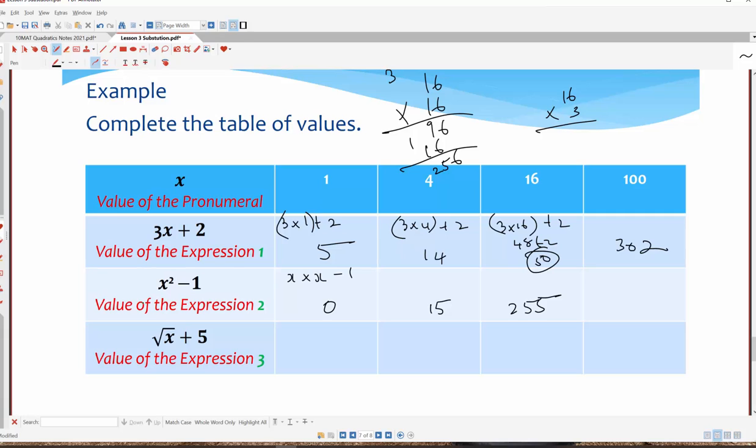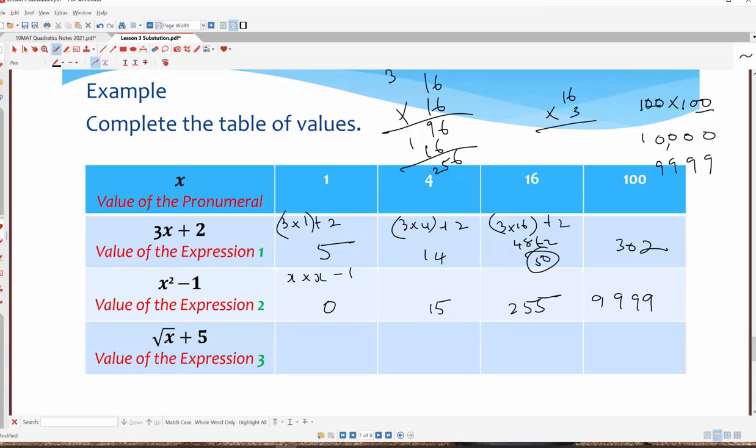The last one, 100 squared. So 100 squared, we write it like that. 1 times 1 is 1 with 4 zeros. 1, 2, 3, 4. So that number there is 10,000. 10,000 take away 1 is 9,999. Right, last one.